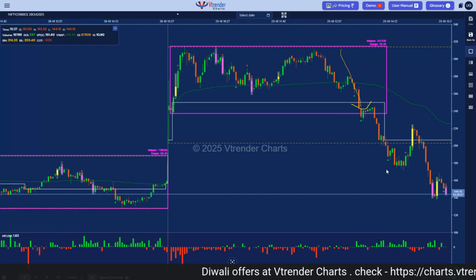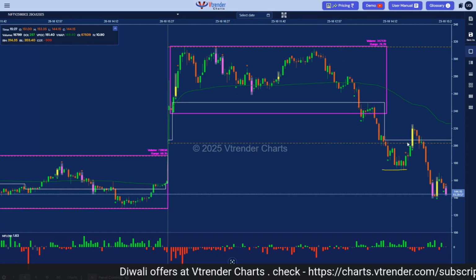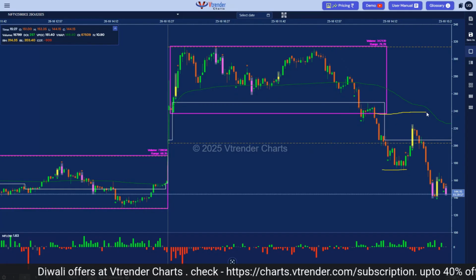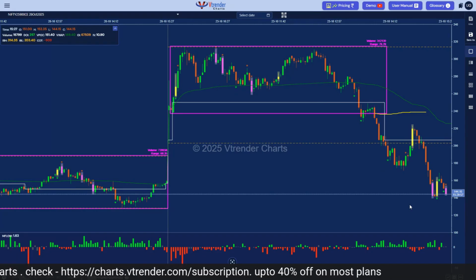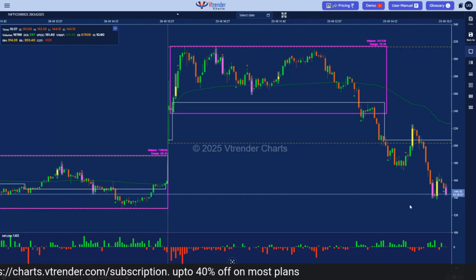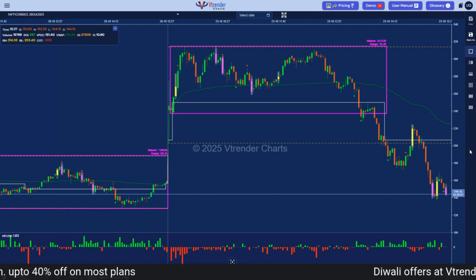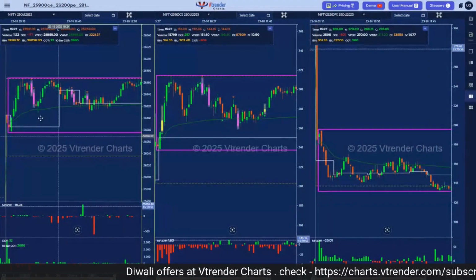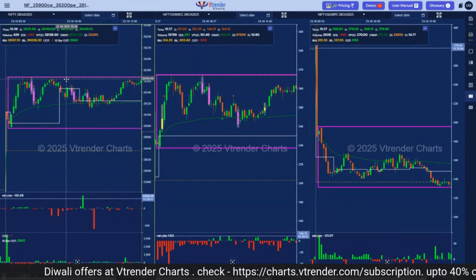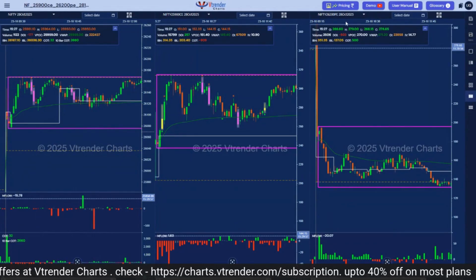And once you hit the first target, you book part of your position, then trail your remaining quantity to cost, so that you carry a risk-free trade. And if the trend continues in that direction, you get bonus points. So what we can do is have a 3-window mode, which we generally do in the VLD, of the Nifty futures and the call and the put.